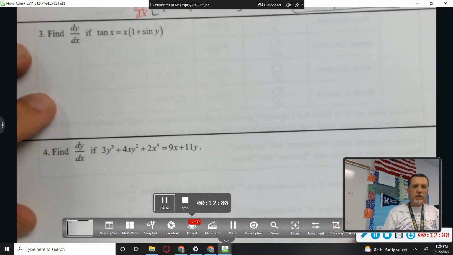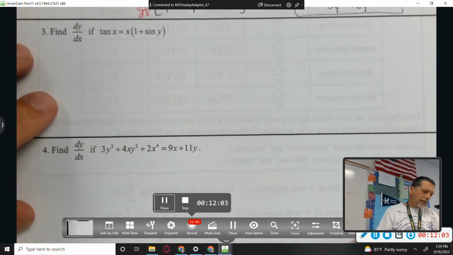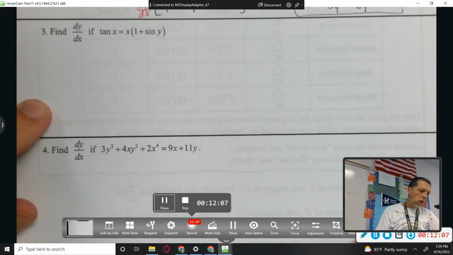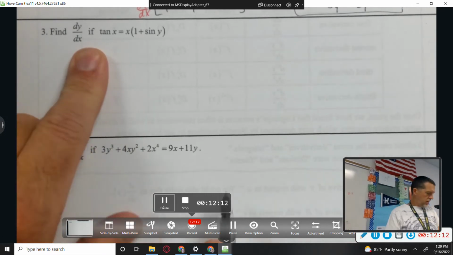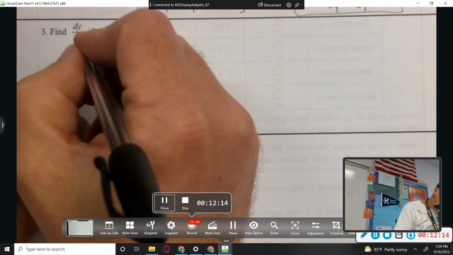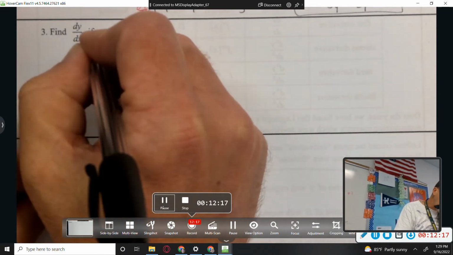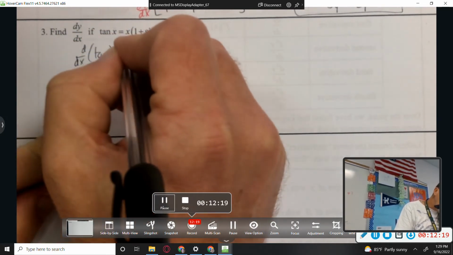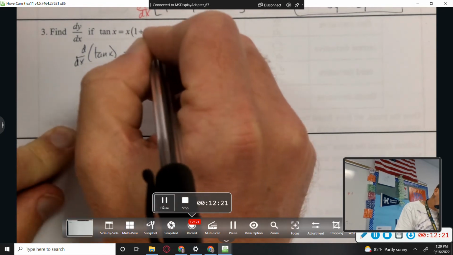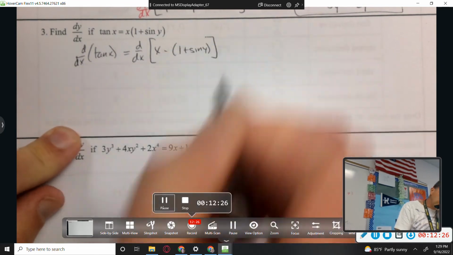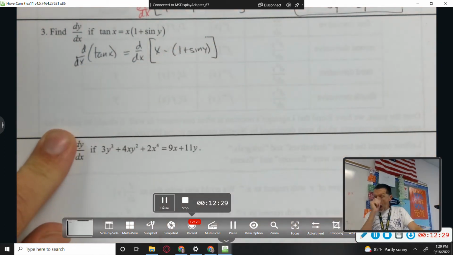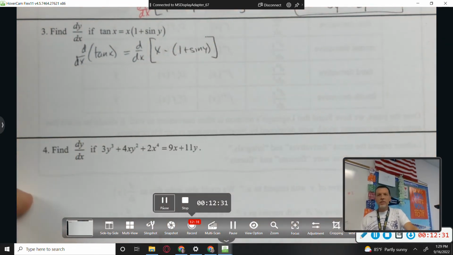All right, let's try number 3. Find dy dx if tangent of x equals x times 1 plus sine y. So I'm going to take the derivative of everybody with respect to x. I keep saying I'm not going to write it, but I'm still going to write it a couple of times because I'm taking the derivative with respect to x of both sides.